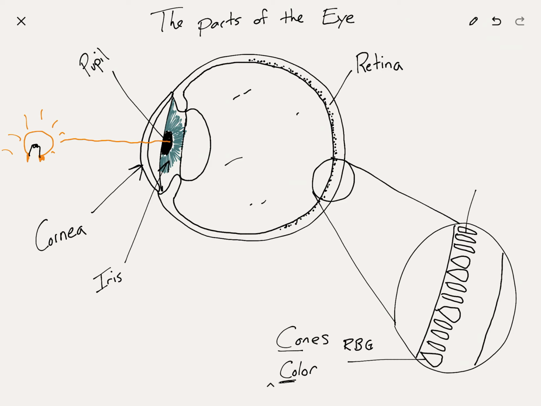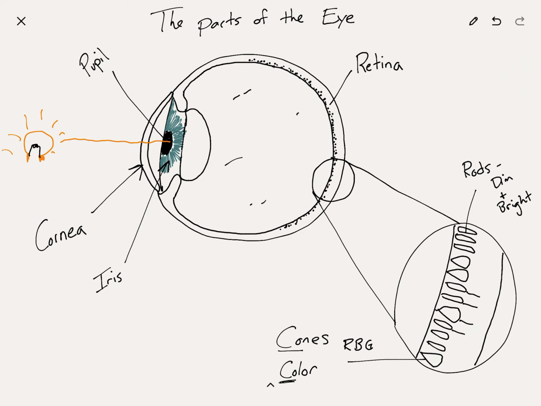The rods deal in dim and bright. They are what help you see in the dark. Okay, if you remember from class, we talked about how the pirates use their eye patches and they think they use that as night vision. So that's the same kind of thing.